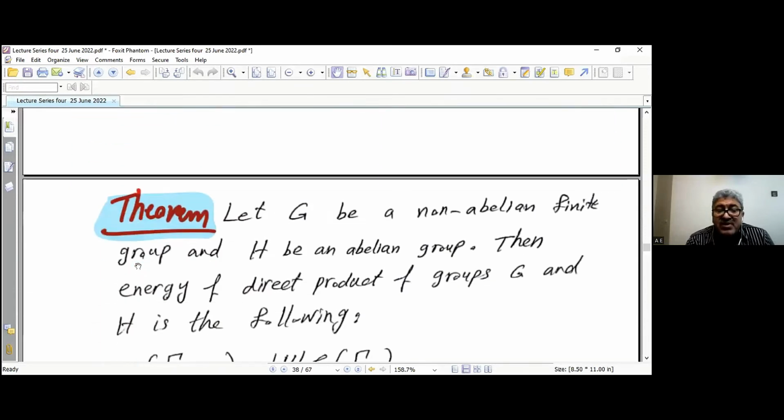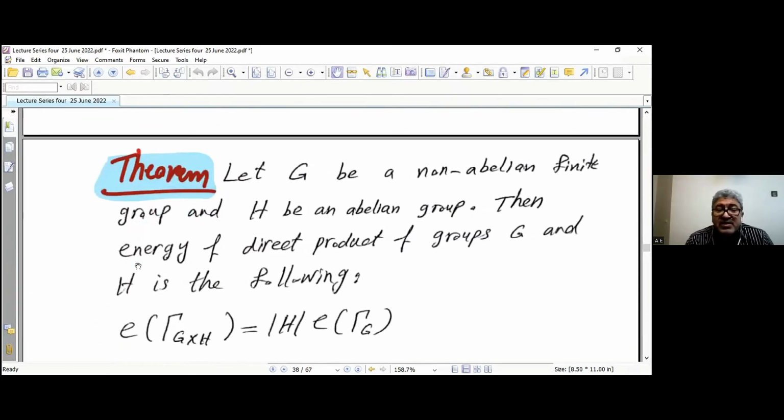And also here, another result about the eigenvalues for the non-commuting graph of a direct product of two groups. If G is non-abelian and H is abelian, then the energy of the non-commuting graph of the direct product of G and H is the order of H times the energy of the non-commuting graph of G, right?